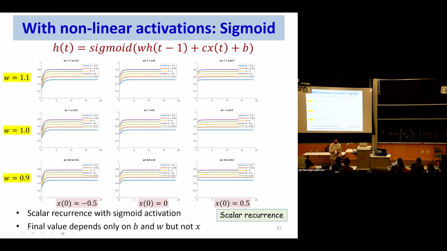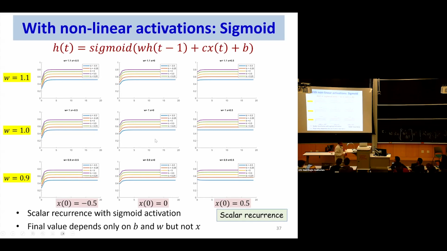Ideally, if the network were remembering your first input, you'd expect the output after a long time to be different in the 3 cases. Otherwise, it means it's not remembering anything about the input. It's forgetting about the input very quickly. Now, I have 5 curves over here. I have 3 different sets of W: W equals 0.9, W equals 1, W equals 1.1. Within each, the 5 curves represent 5 different values of the bias B in the affine term.